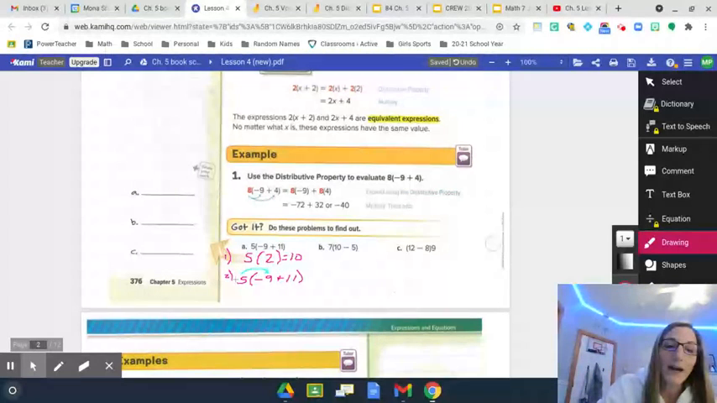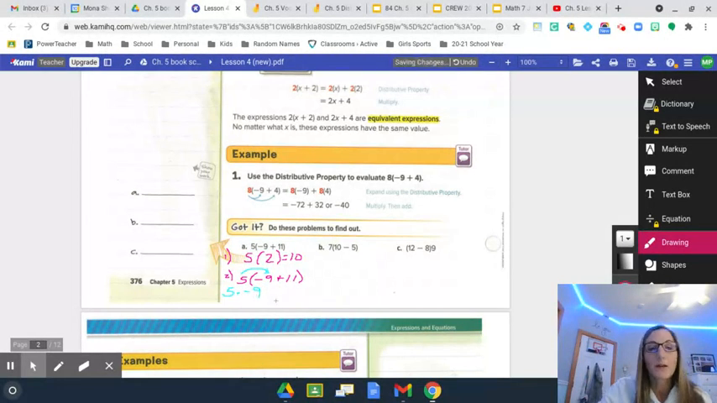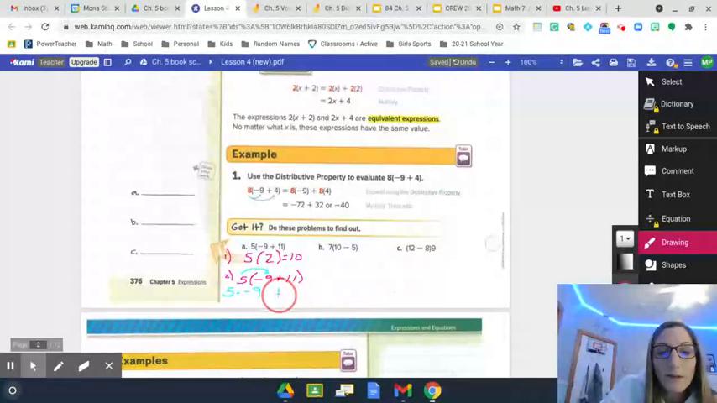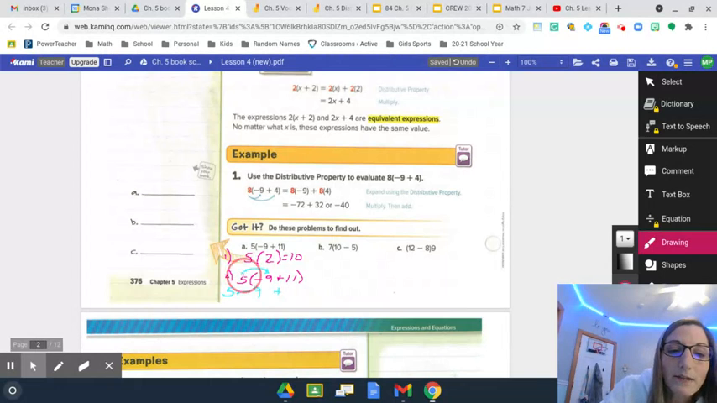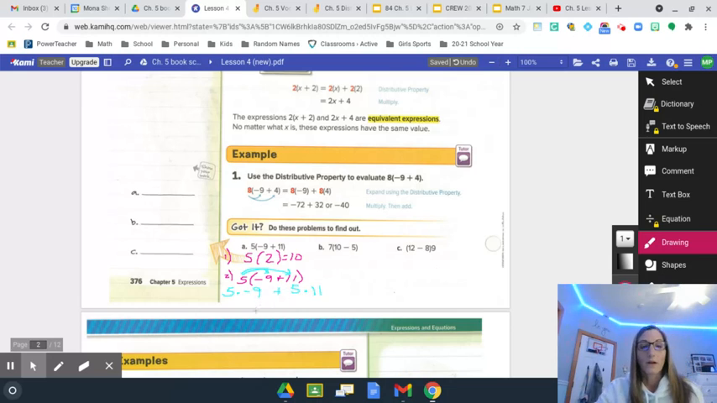So I'm going to do 5 times -9. 5 times -9. I'm going to put the plus sign here because I'm not done, because with this 5 on the outside, it has to distribute to everything inside. So it also has to get multiplied by 11. So 5 times 11. All right.